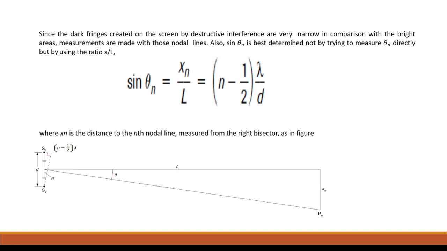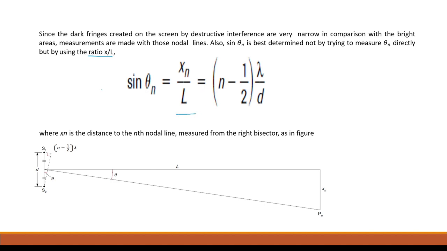Since the dark fringes created on the screen by destructive interference are very narrow in comparison with the bright areas, measurements are made with those nodal lines. Also, sine theta is best determined not by trying to measure theta directly, but by using a ratio of x over L. And so we're just equating everything to xn over L.